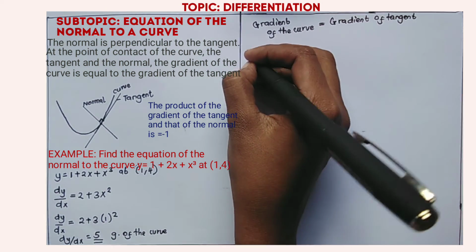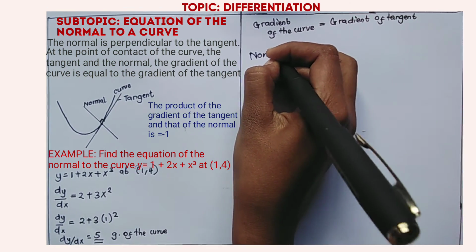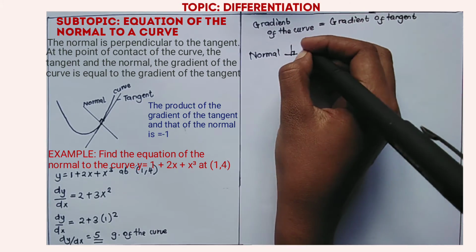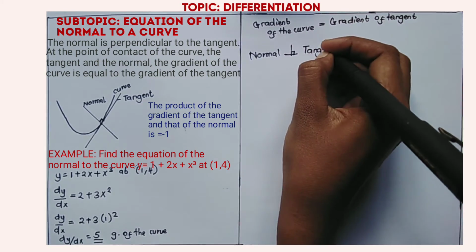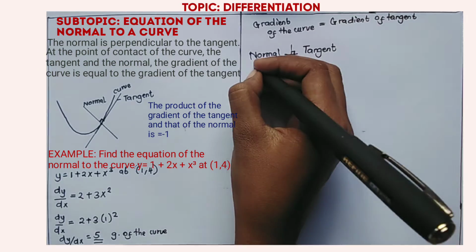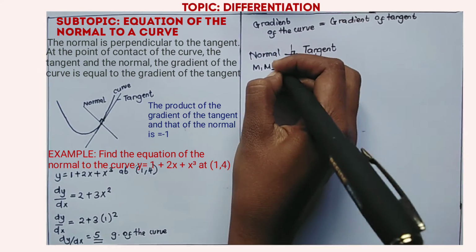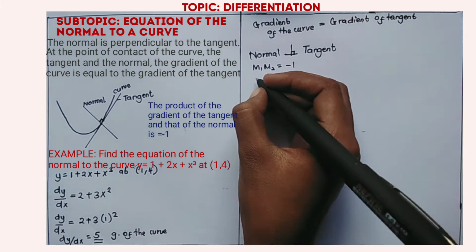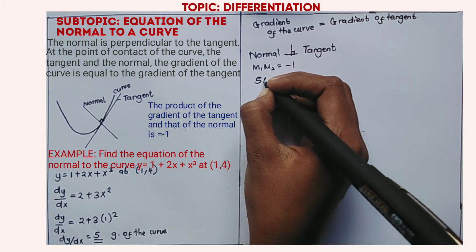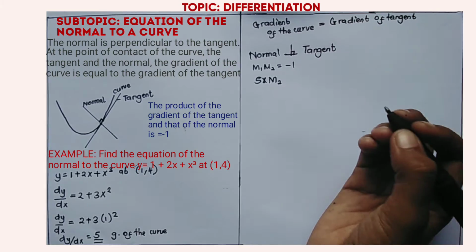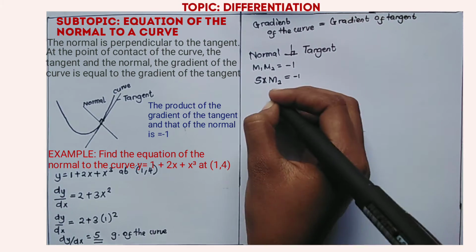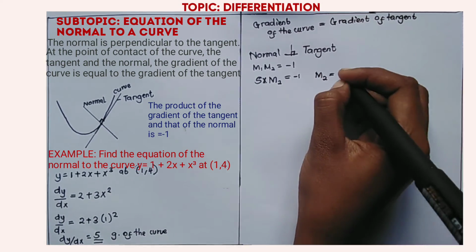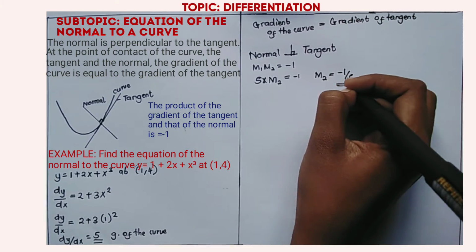So in this case, the gradient of the tangent is 5. We said that the normal is perpendicular to the tangent, and for perpendicular lines, m1 times m2 is equal to -1. I have the gradient of the tangent, which is 5, m1 times m2, which is the gradient of the normal, to give -1. So m2 is equal to -1 over 5. That is the gradient of the normal.